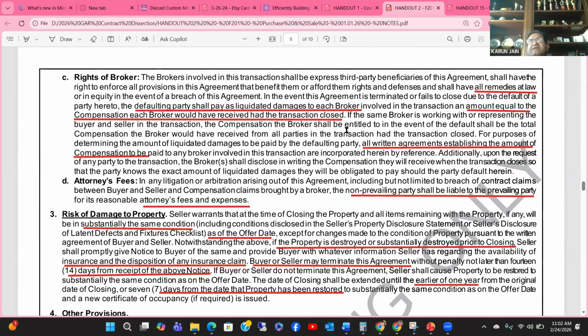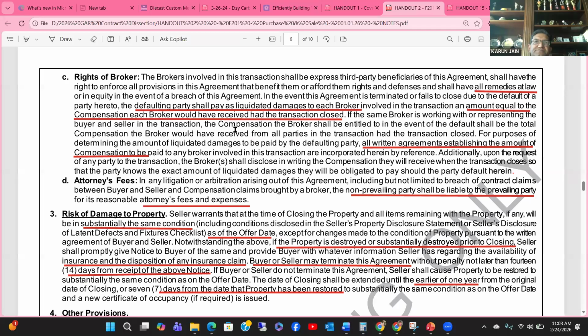Brokers, if either party defaults, as a broker, we have the right to pursue the defaulting party for the commission we would have earned had the transaction closed. So you agents working with parties that are defaulting and think, oh, well, it's just the earnest money, no big deal. No, it is a big deal because the brokers can also pursue them for the full compensation.